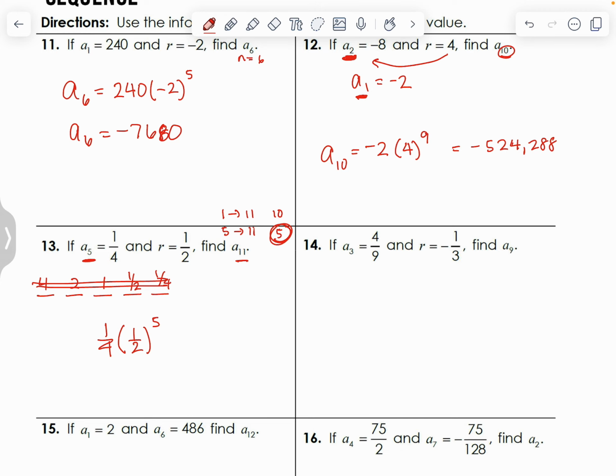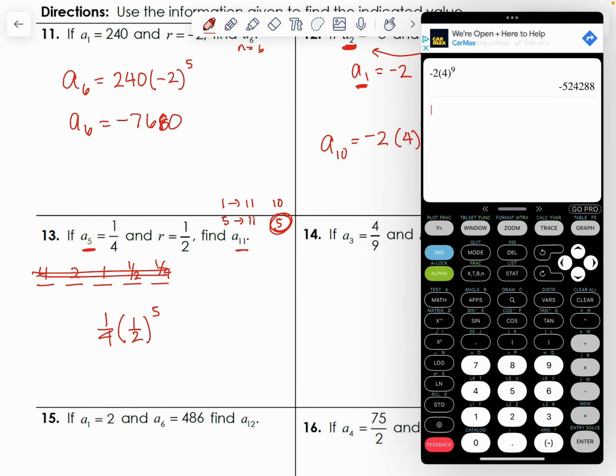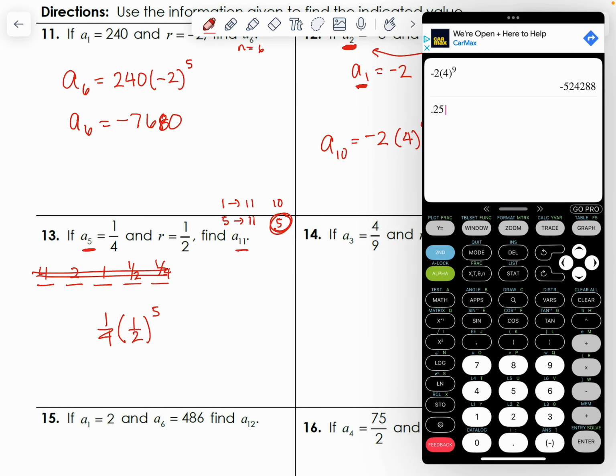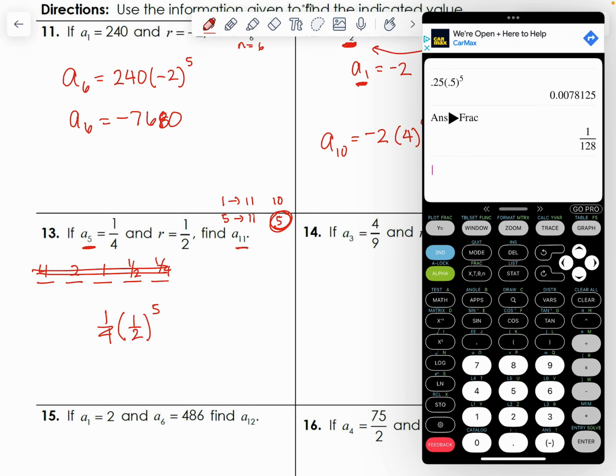So, where'd my calculator go? There it is. So I have 1/4, which you can use as decimals or fractions, times 0.5 to the 5th power. And I don't want that, I want a fraction. So I get 1/128. Okay.